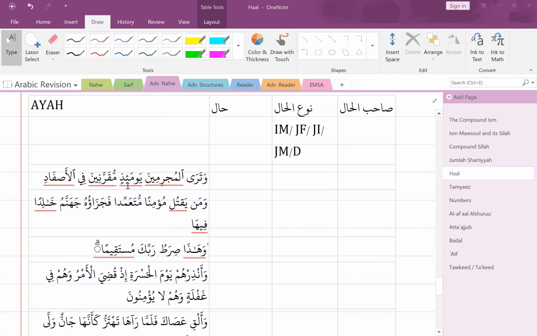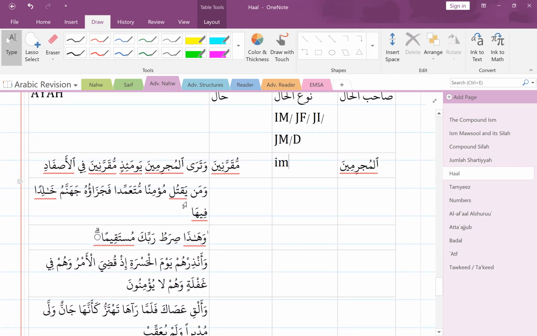وترى المجرمين يومئذ مقرنين في الأصفاد. So al-mujrimina is the sahibul hal. First I have to tell the hal. So it is, I think, مقرنين, in الأصفاد. Yes, مقرنين. So it will be a حال, مقرنين. And مقرنين here, of course, is coming as what? Mufrad, it is maful. Yes, اسم مفعول and it's an اسم مفرد. So مقرنين is اسم مفعول. Okay, I hope that's clear for everybody.